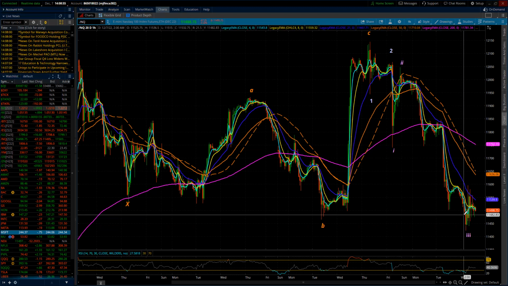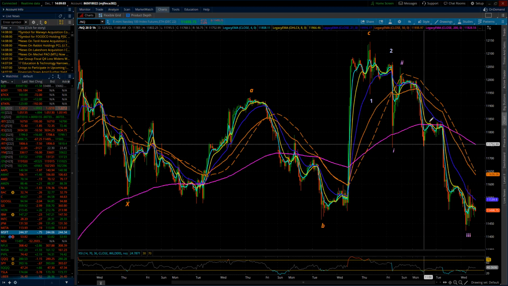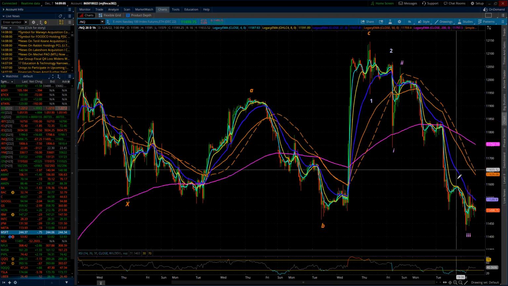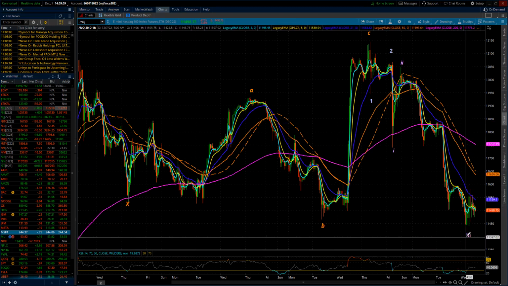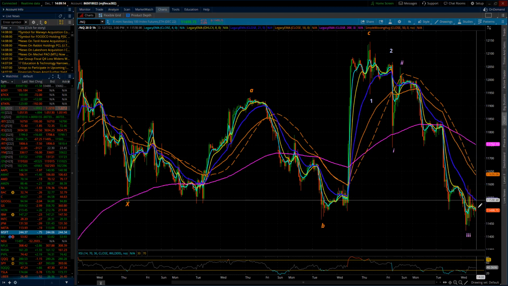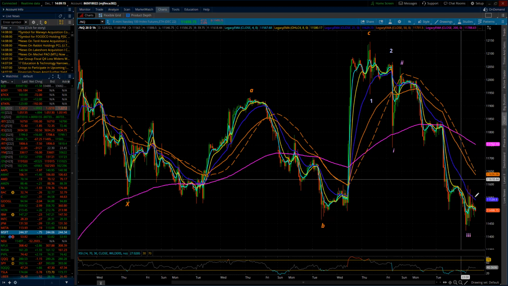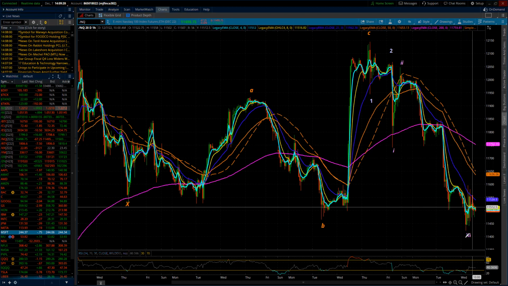The way I'm looking at this right now, it is actually pretty classic. So again, inside this 3, it breaks into its own 5: 1, 2, 3, 4, 5. I put the third, subminute wave 3. This is subminute wave 4. So we're still working on completing the minute 3.